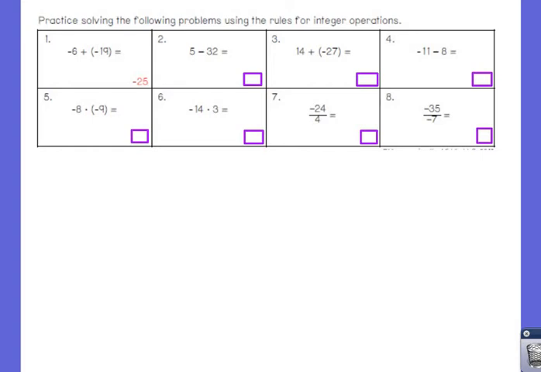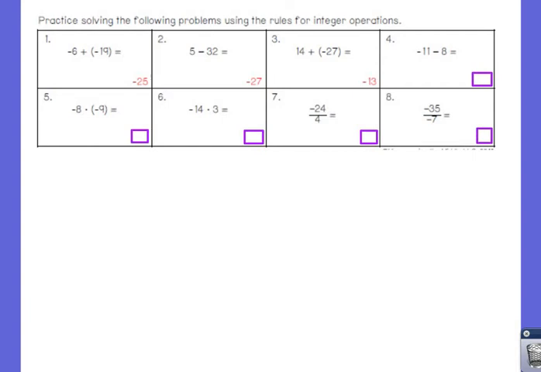Number 2, is it same or different? Different, so I subtract, keep the sign of the larger number. So is the larger number positive or negative? Negative. So my answer is a negative. I subtracted, I get negative 27. Number 3, same or different? Different, keep the sign of the larger number, 27. So is my answer negative or positive? Negative. I subtract them, I get a negative 13.